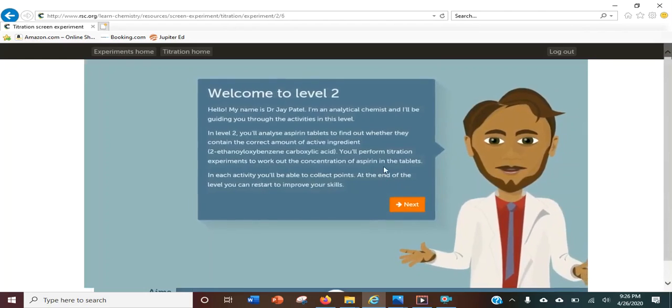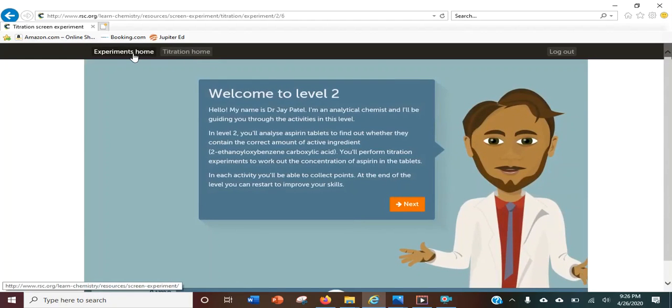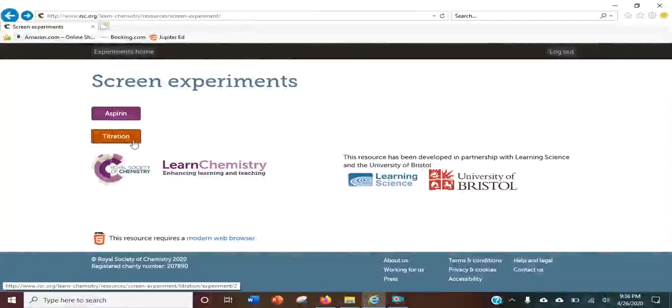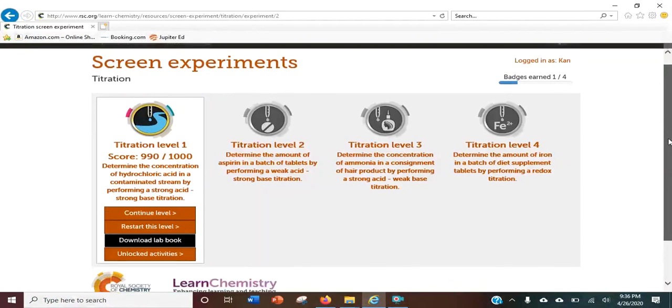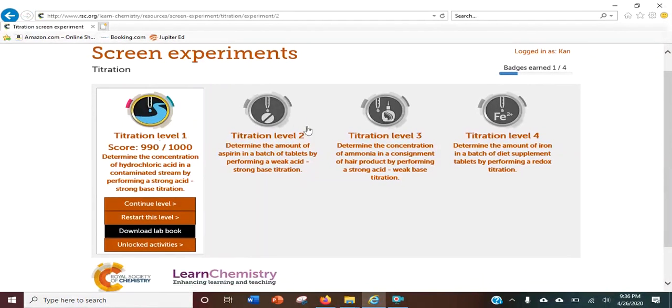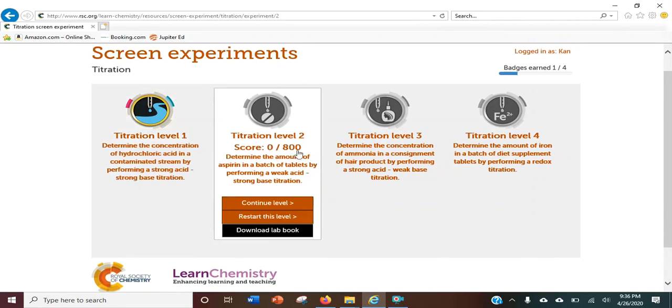So this is basic level 2. If we click Experiments Home, okay, this is the home page. Click Titration. All right, now we're back with the experiments. In this lab, you're going to be doing level 1 and level 2. In case you close the browser by accident, download the lab book. Again, your goal is to get 800 out of 1,000 for level 1. For level 2, notice it's out of 800, so your goal here should be 600 out of 800.